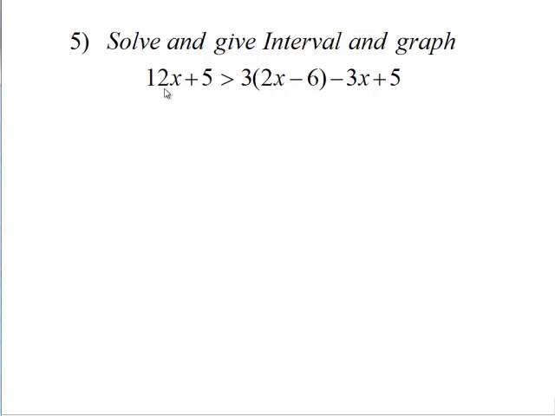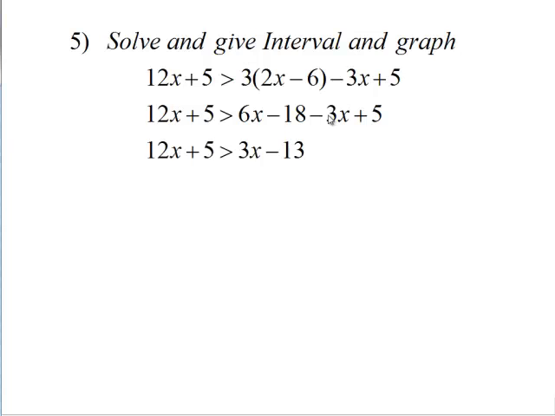We distribute first. 12x plus 5. 3 times 2 is 6. 3 times 6 is minus 18. We combine our x's. 6 minus 3 is 3x. 18 and 5 makes negative 13. Take this 3x and subtract 12x minus 3x is 9. Subtract 5 makes negative 18. Subtract 5 on this side disappears. Subtract 5 on the right side makes negative 18. Divide by 9 and you get x is greater than negative 2.